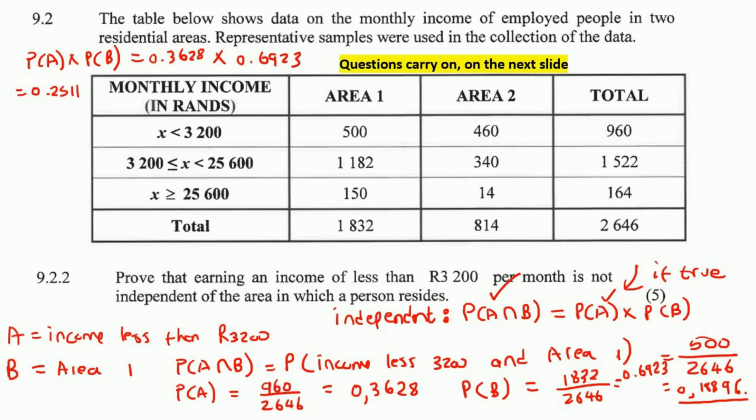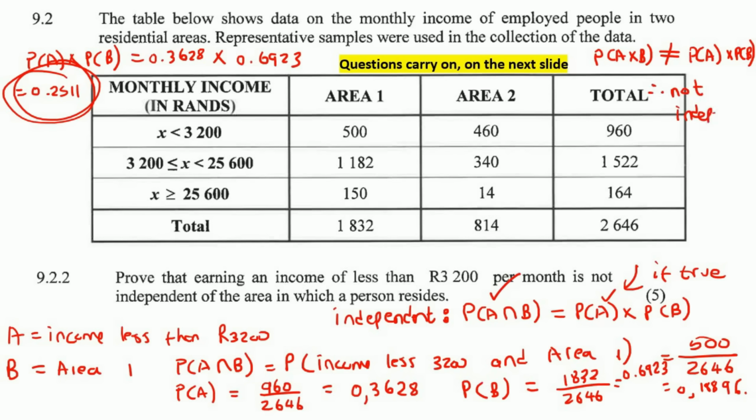Now we see, is this answer the same as P of A and B, which is this one over here? No, they are not the same. So we can say that P of A and B is not the same as P of A times P of B. So therefore it is not independent. And that's what they asked us to do. They said, prove that earning an income is not independent. If this side was exactly the same as this side, then we would say that it is independent.